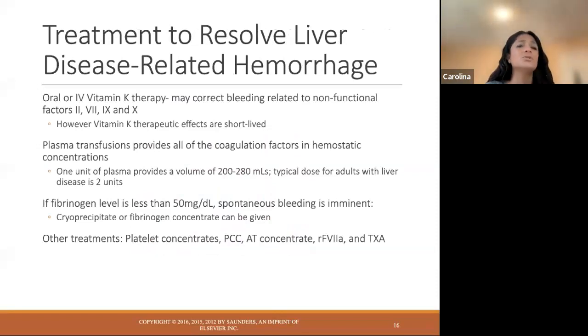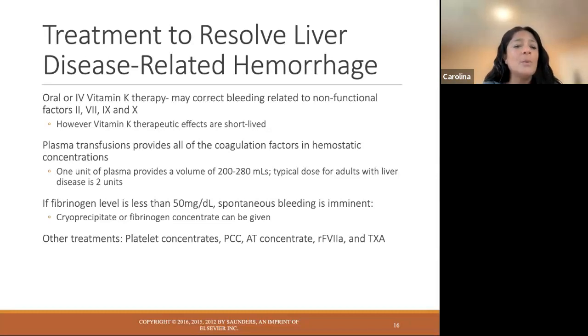And so here are some treatments to resolve liver disease-related hemorrhaging. We know that liver disease is the underlying cause, the liver is really damaged. There's an inflammatory process happening. It's eventually leading to the triggering of DIC. So what can we do to treat this particular condition before it's too late, basically, right?